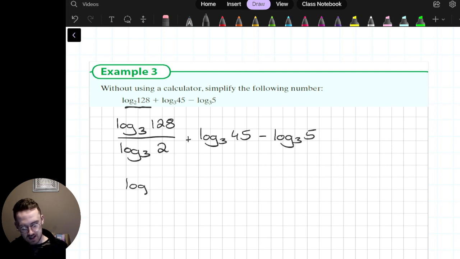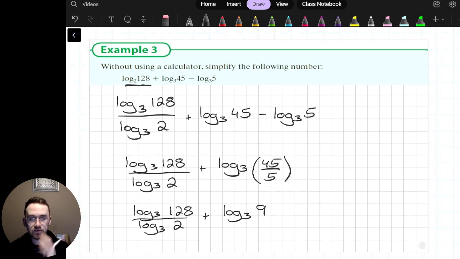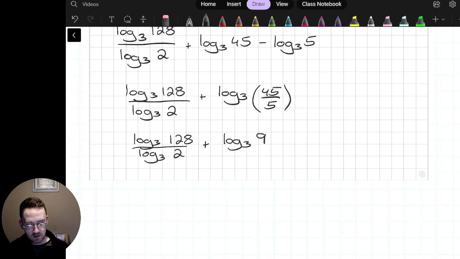Then we might decide on the right hand side here to simplify this question. So that becomes log to the base 3 of 45 over 5, and continuing along, we get log to the base 3 of 9. And we could simplify that down a little bit more. Log to the base 3 of 9, of course, is 2.